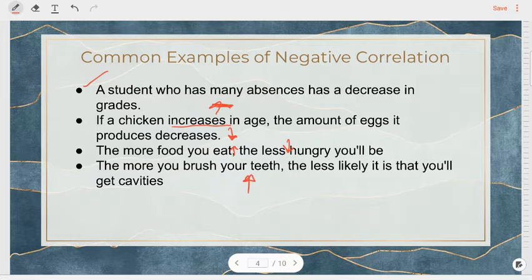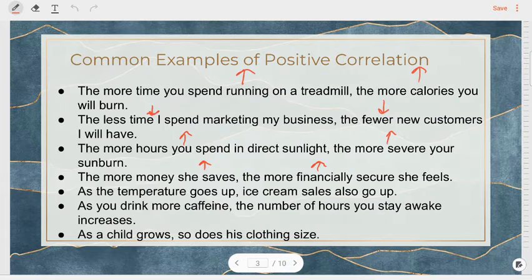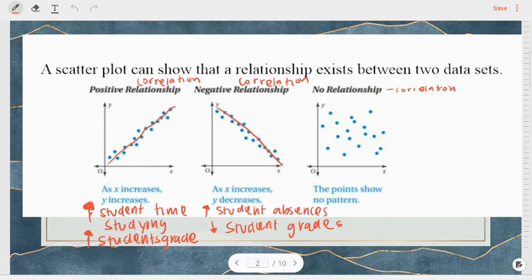The more you brush your teeth, the less likely it is that you get cavities. So as one goes up, the other goes down. And I could even reverse that. The more cavities I have, the less likely it is that I brush my teeth. So those are positive correlations and negative correlations.